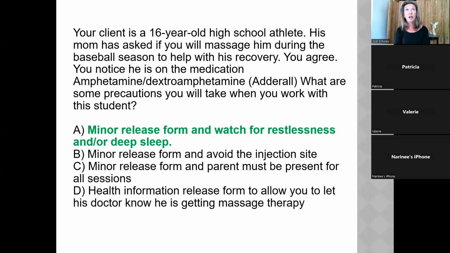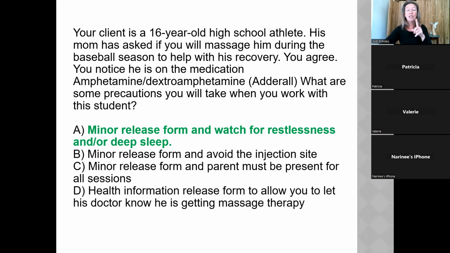There is a standard of practice, and you will need to know your standards of practice for your MBLEx, that with a minor, we need a minor release form. Oh, I like it. Yes, same-sex parent. The mother with a son is actually okay. Just she would exit the room as he's dressing and undressing.